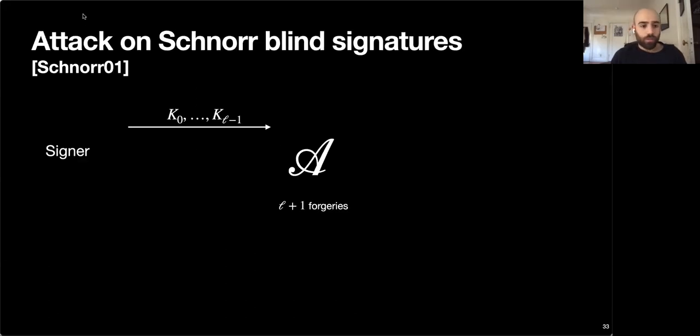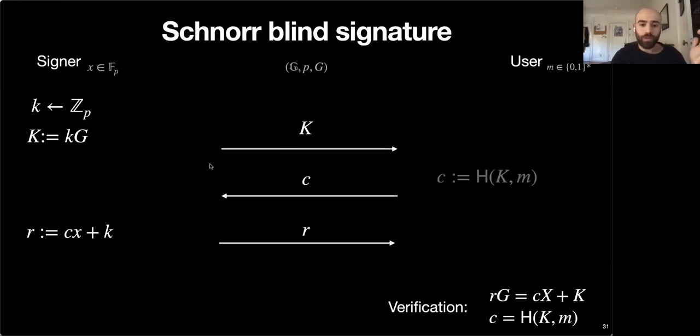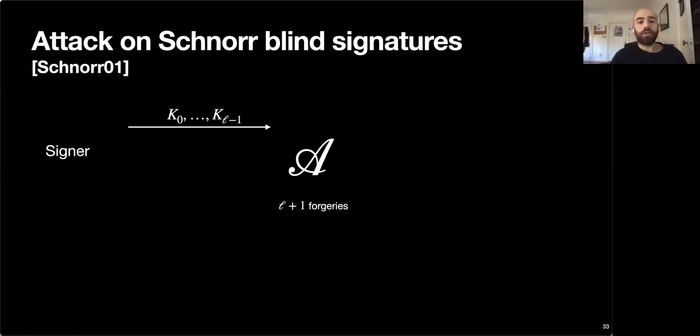And so how does the attack work in this case? This attack was already discovered by Schnorr, and that's why we had this assumption. The adversary will start L parallel sessions with the signer, and will obtain L commitments K. It stops here after the first message. It's not even computing C yet. It stops and thinks.